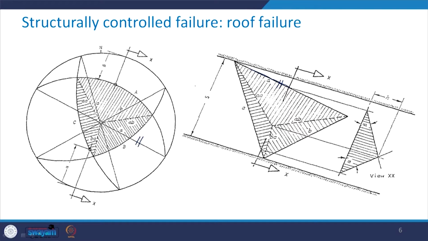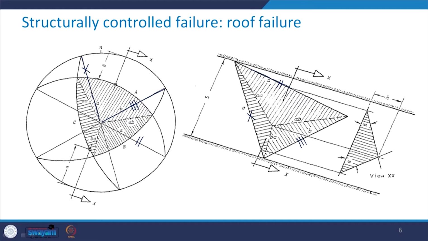Similarly, this is the strike line B, and this is parallel to this line. This is the strike line C, and this line is parallel to this line.